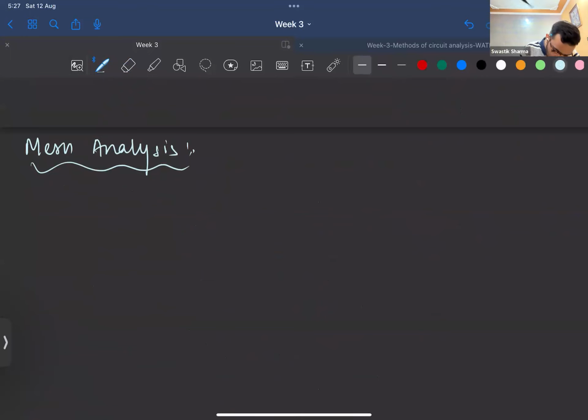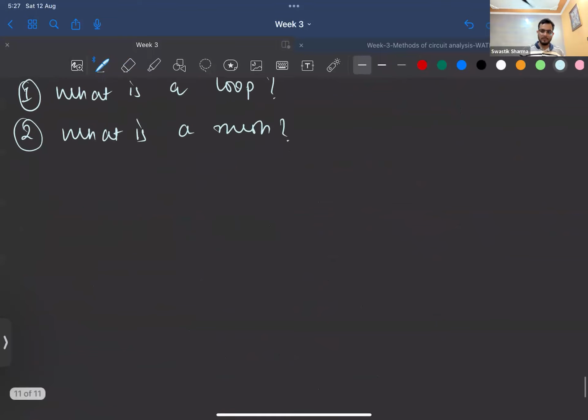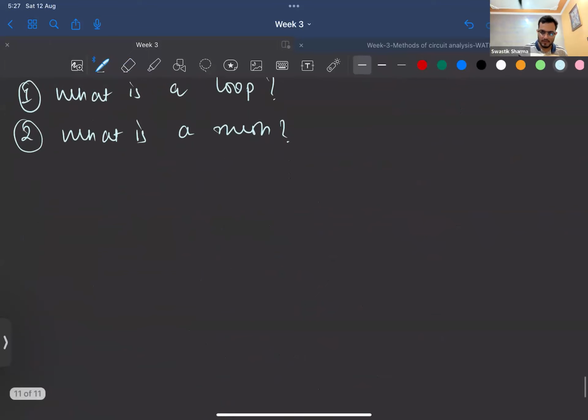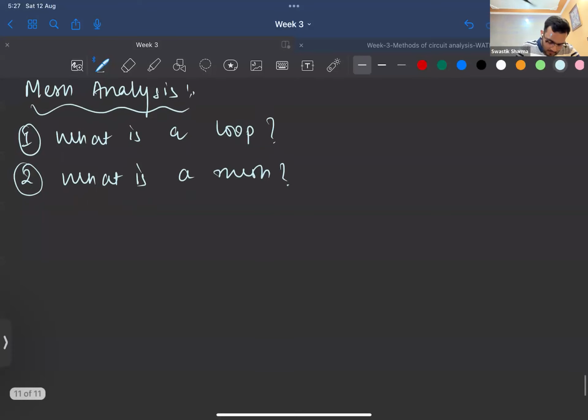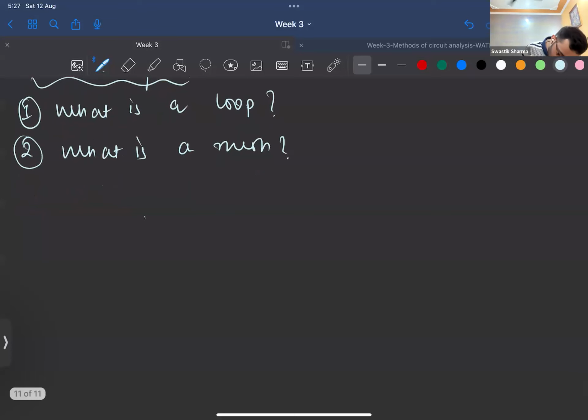In mesh analysis, you require two concepts. One is what is a loop, and the second is what is a mesh. There's a difference between these two terms. It's not a major difference, but it's a considerable difference once you do the analysis. So you'll know why it's called mesh analysis and not loop analysis. So what exactly is it? Take a circuit, for example.